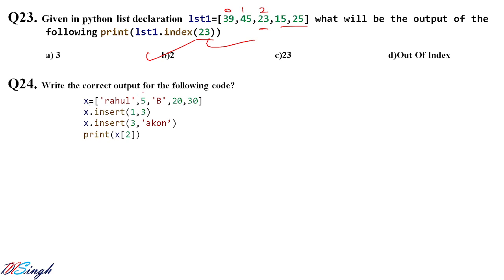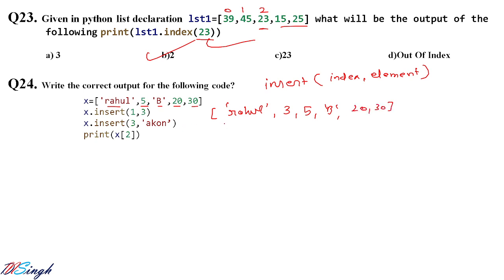Find the correct output for the following code, like x equal to Rahul, 5, b, 20, 30. Okay, no issue. Then you are going to insert. Now again, the insert function in a list will take two arguments. The first one is the index, and the next one is the element. So at index 1 it is saying insert element 3. Fine. So now the list will be like Rahul, this is our first element at 0th index. At index 1 will be 3, and then all other elements are shifted by one position.